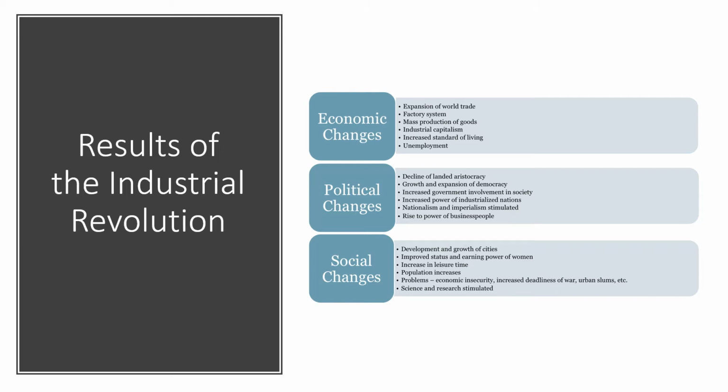For politics, the aristocracy would decline. You have more democratic governments in the world. Increased government involvement in society. Increased power of countries that are industrialized, and less power to those that are not industrialized. Nationalism and imperialism became stronger, along with the power of business people.